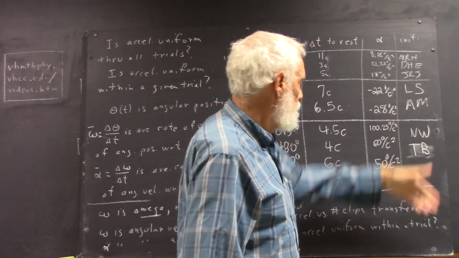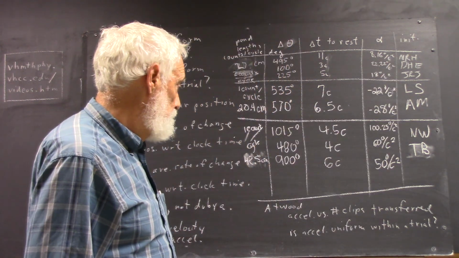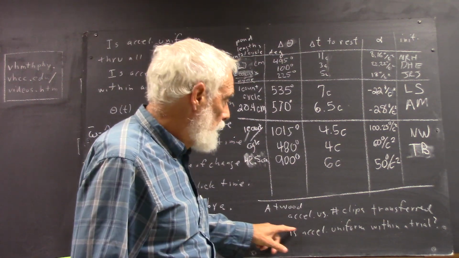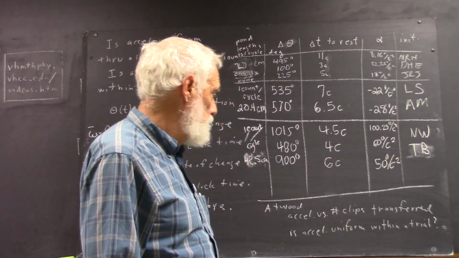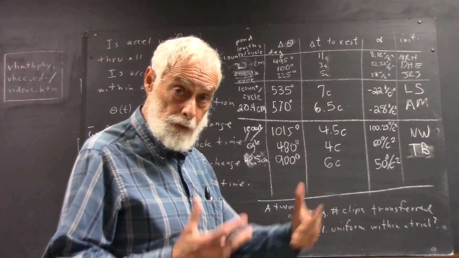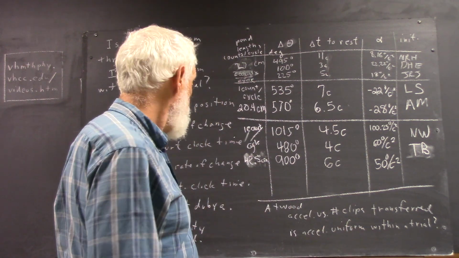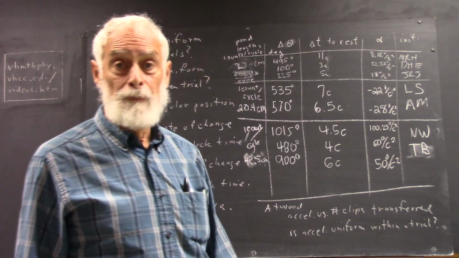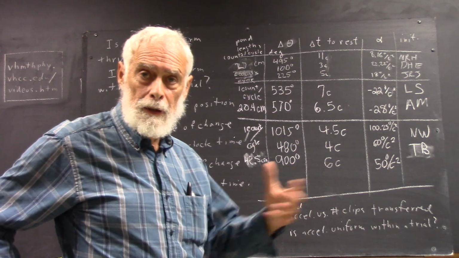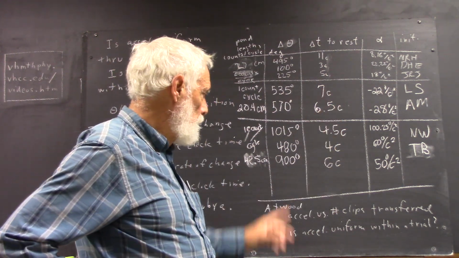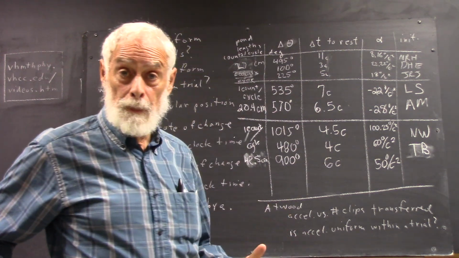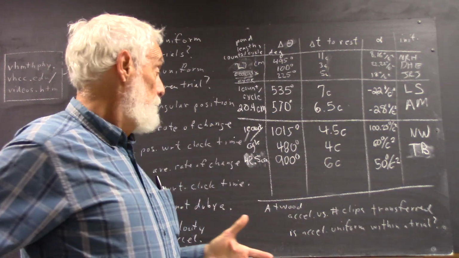So these are the 3 groups. And then we went on to the Atwood, and we wanted to get the acceleration versus the number of clips transferred, and is acceleration uniform within a trial? Those were the 2 questions that we tried to answer with the experiment. And I'm getting this up here a little bit late, mainly for the record and for reference later on. People have already submitted their lab reports.